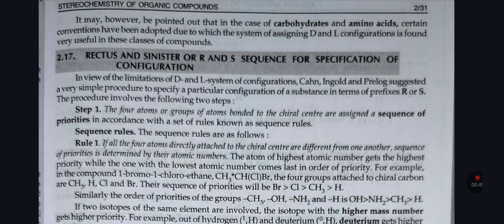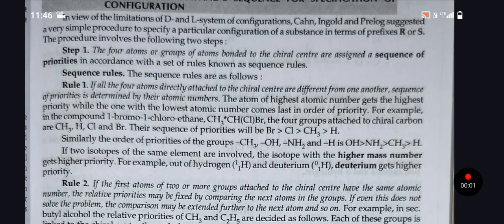Step 1. The four atoms or groups of atoms bonded to the chiral center are assigned a sequence of priorities in accordance with a set of rules known as the sequence rules. The sequence rules are as follows.